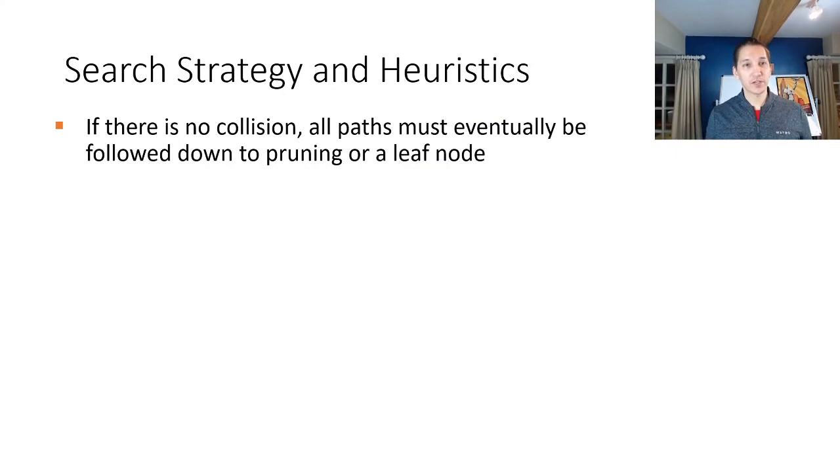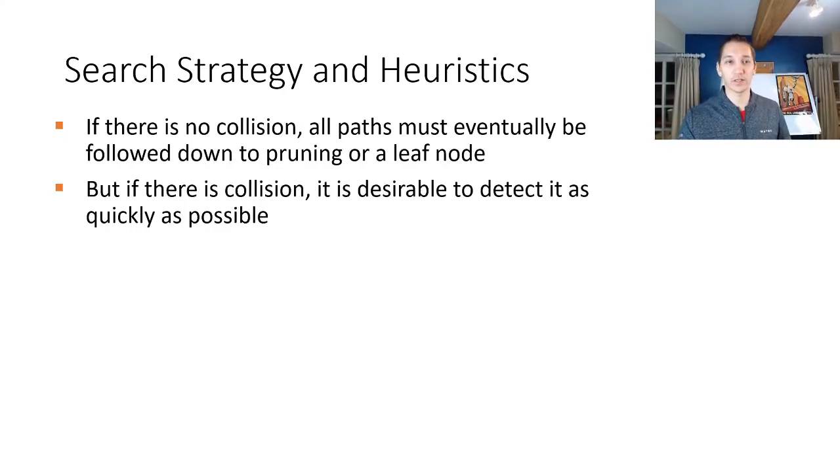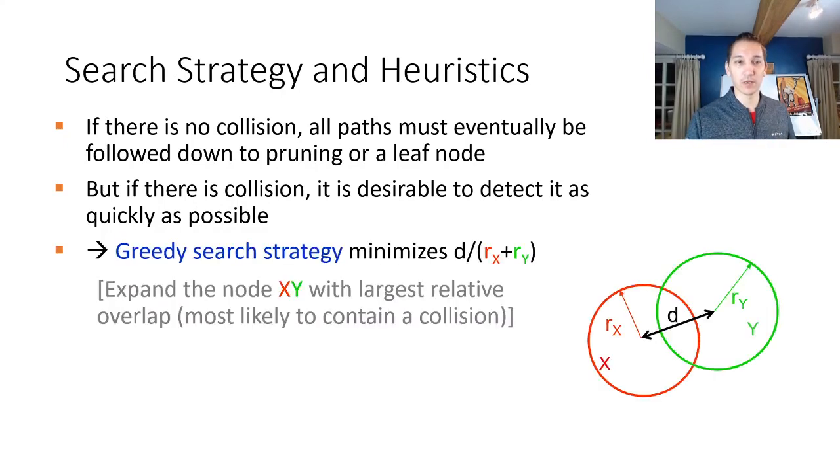There are a couple of search strategies to make this fast. First of all, if there is no collision, it really doesn't matter in which way we test these different bounding volumes. We must check all possible paths eventually by either pruning or finding leaf nodes and checking their contents. If there is a collision, we want to find it as quickly as possible. So it's really important for us to order our search so that we find these collisions when we can.